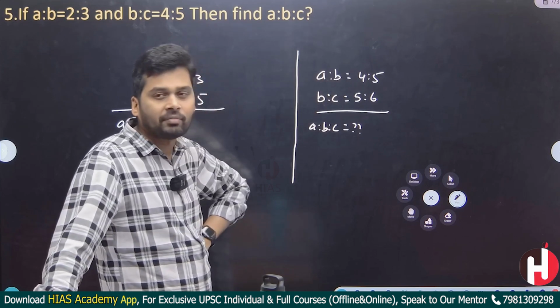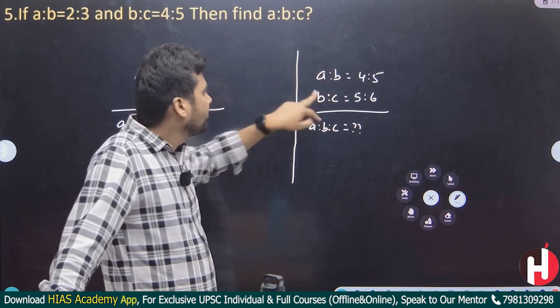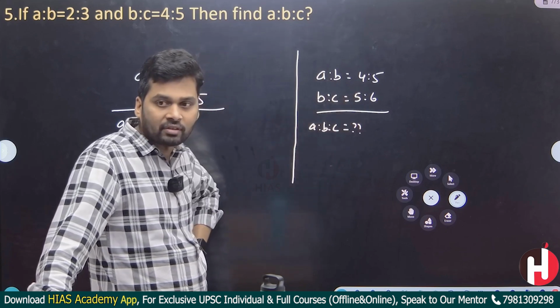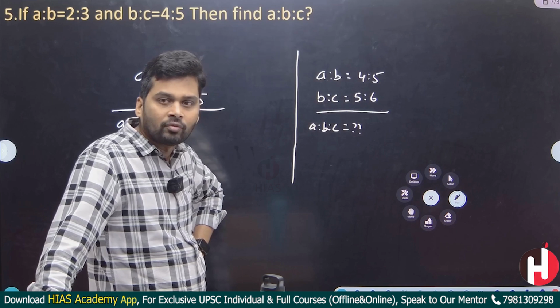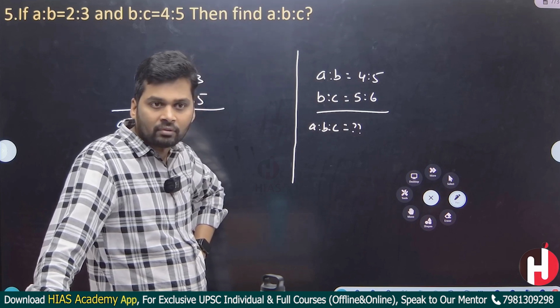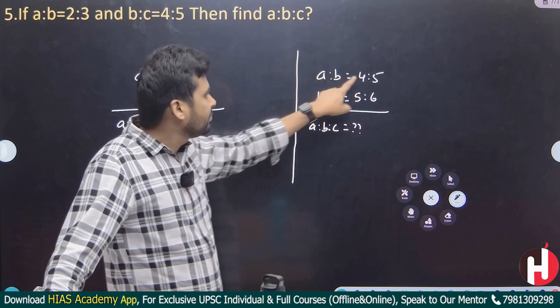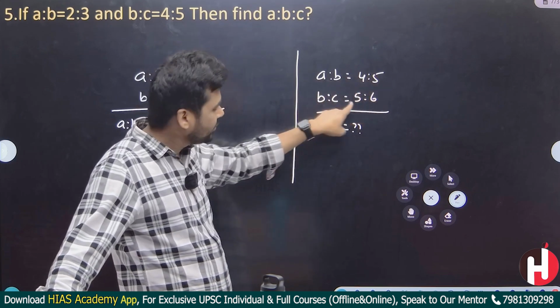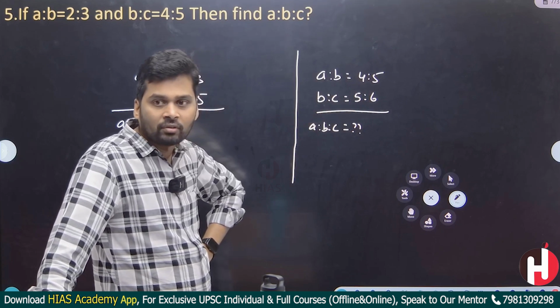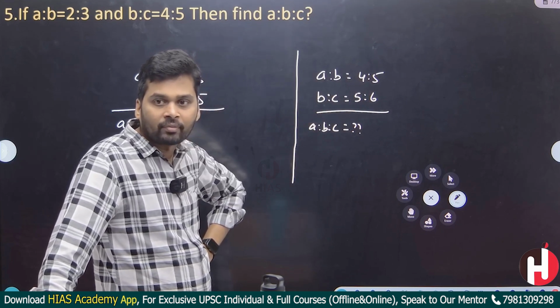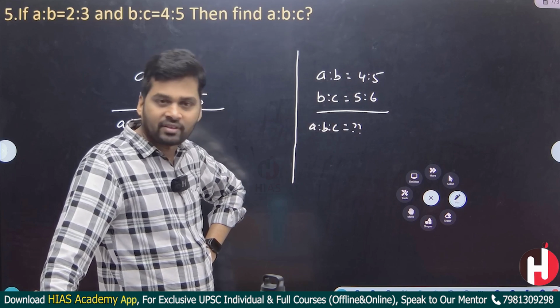If I give you that A is to B value is equal to 4 is to 5, B is to C value is equal to 5 is to 6. What is A is to B is to C value? A is to B, 4 is to 5, B is to C, 5 is to 6. Then what is A is to B is to C? 4 is to 5 is to 6.